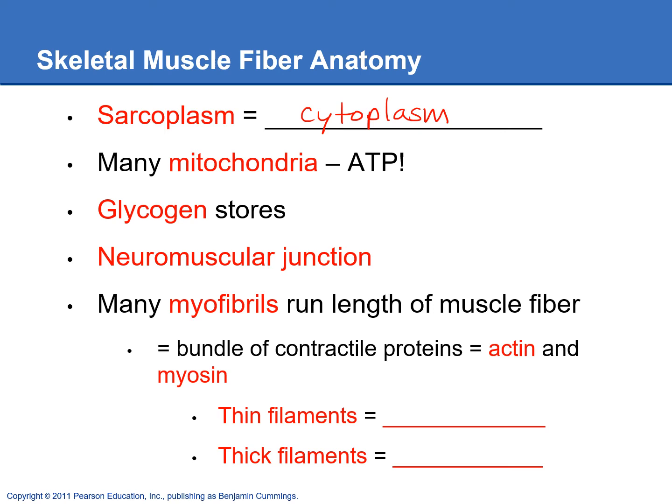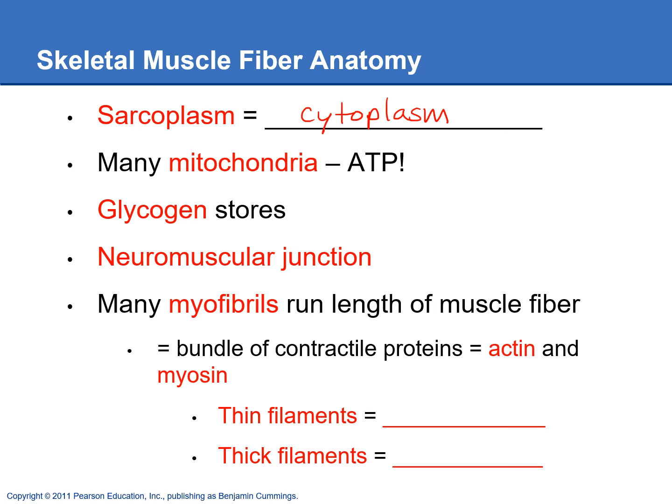And when the muscle starts to contract and we initially need to get some glucose to start making some ATP before the blood gets delivered, we can just start breaking down the glycogen stores to do that. The neuromuscular junction is where the somatic lower motor neuron will synapse with the muscle cell. And then we have the myofibrils, which are just a bundle of contractile proteins, the actin and the myosin.